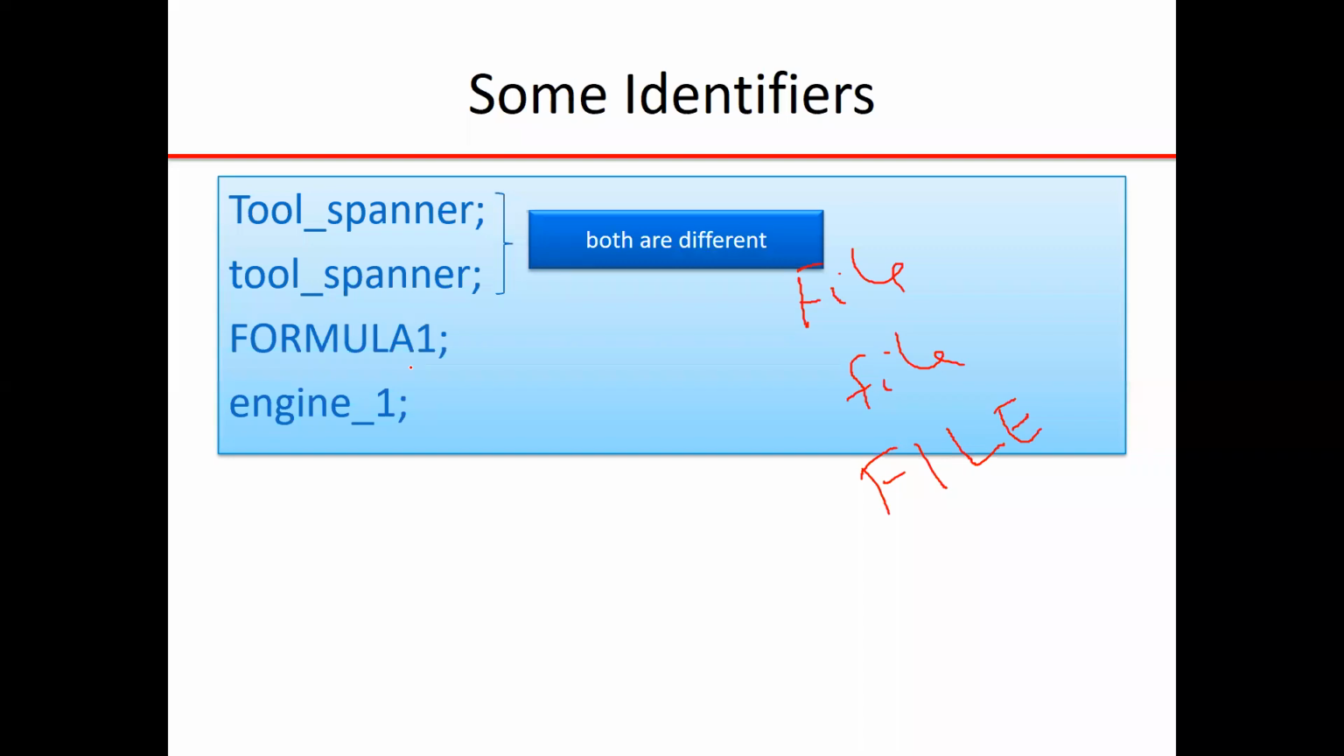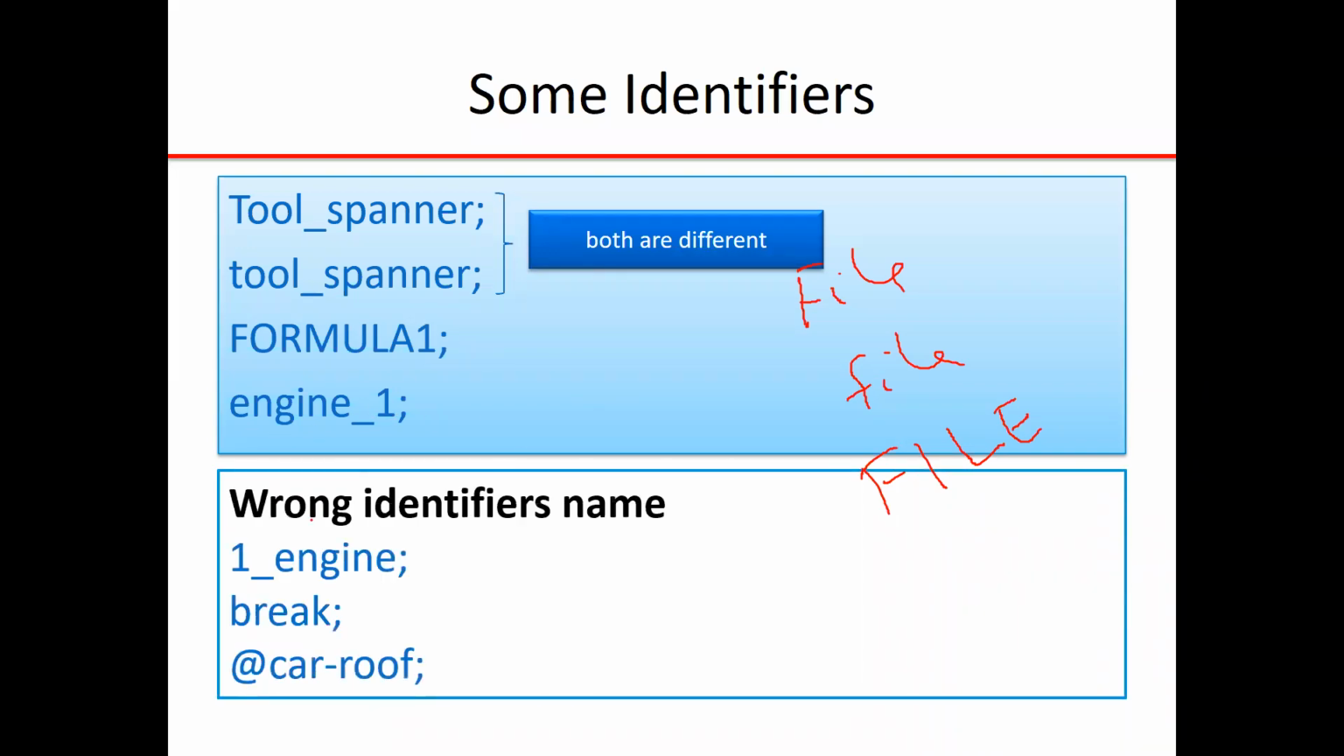Formula One car is created by some student. Formula One is the name of the car. Engine One, if the engine is defined. Wrong identifier. So these are the valid identifiers, and these are the wrong identifiers. One underscore engine: what is the error there?